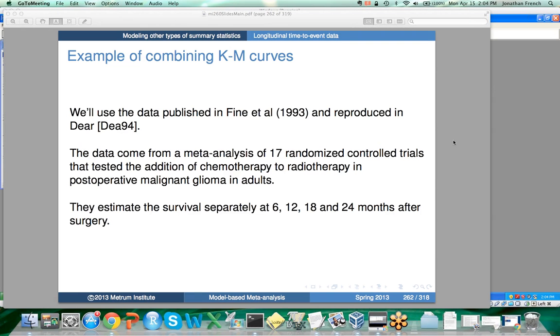As usual, if you have any questions along the way, feel free to post them to the questions box, and I'll be checking there periodically to see if there's anything I can answer.